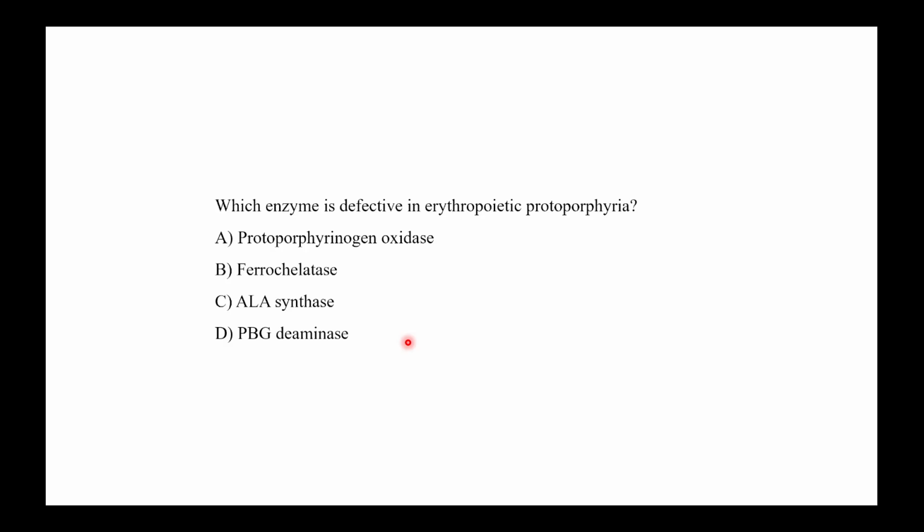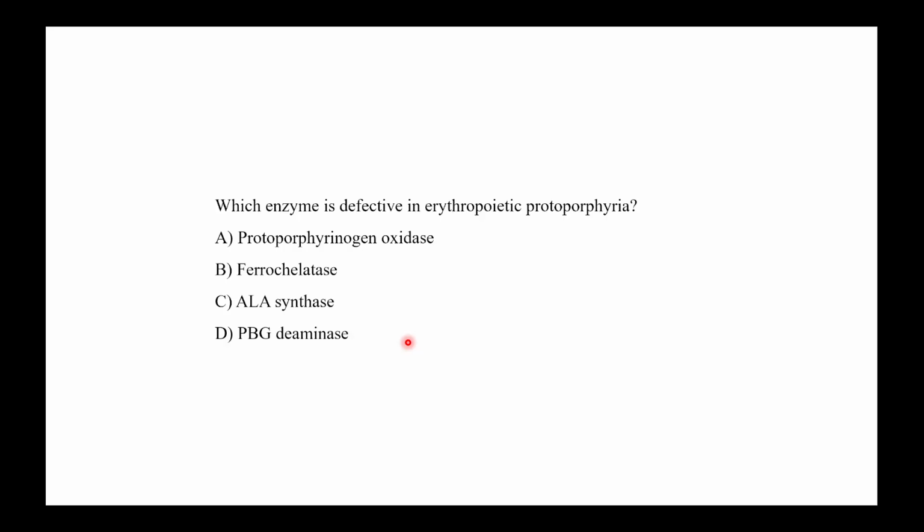The next question is, which enzyme is defective in erythropoietic protoporphyria? Option A, protoporphyrinogen oxidase. Option B, ferrochelatase. Option C, ALA synthase. And option D, PBG deaminase.